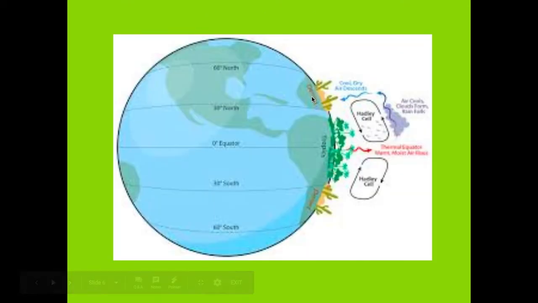So you can see that here. The Sahara Desert's at 30 degrees. The Sonora Desert here in the United States, the Gobi Desert, all those are at 30 degrees latitude. 30 degrees equals desert.